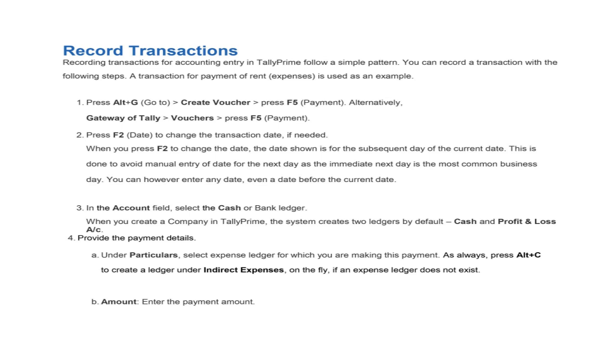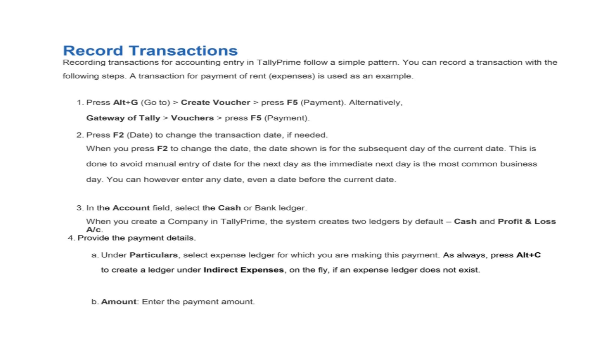A transaction for payment of rent expenses is used as an example. 1. Press Alt+G, Go To, Create Voucher, press F5, Payment. Alternatively, Gateway of Tally, Vouchers, press F5, Payment. 2. Press F2, Date, to change the transaction date, if needed.